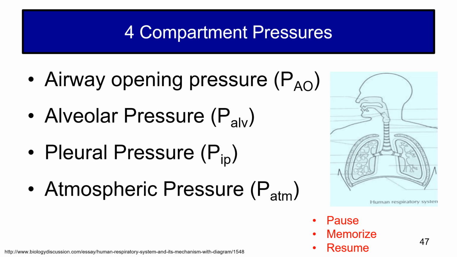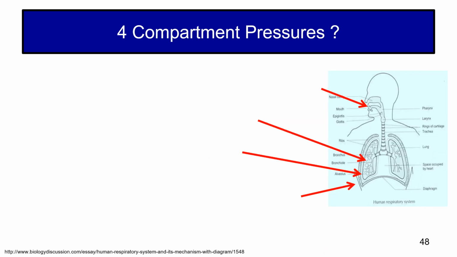So here are the four compartment pressures in the respiratory airway. We start off with the airway opening pressure. Then we have the alveolar pressure. Then we have the pressure inside the pleura, which is pleural pressure. Then we have the atmospheric pressure. Again, pause, memorize, and resume the video once you memorize the four compartment pressures.